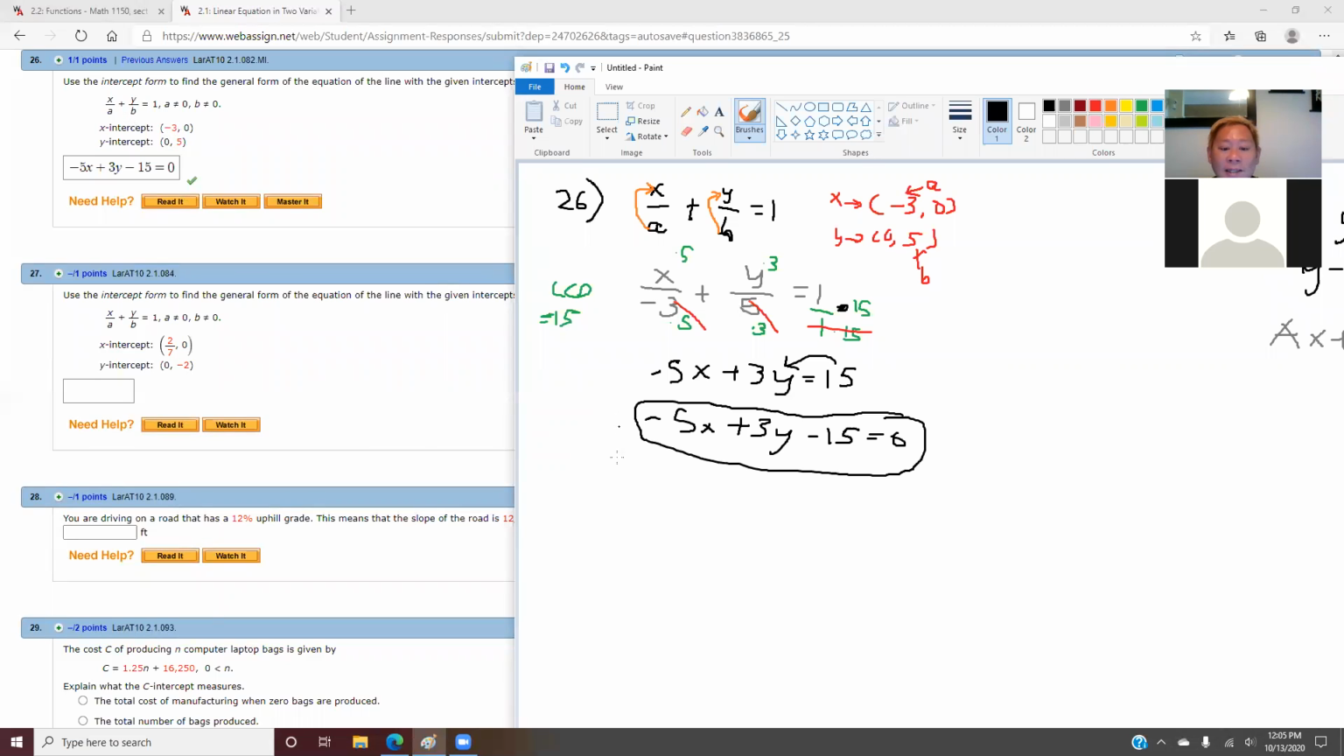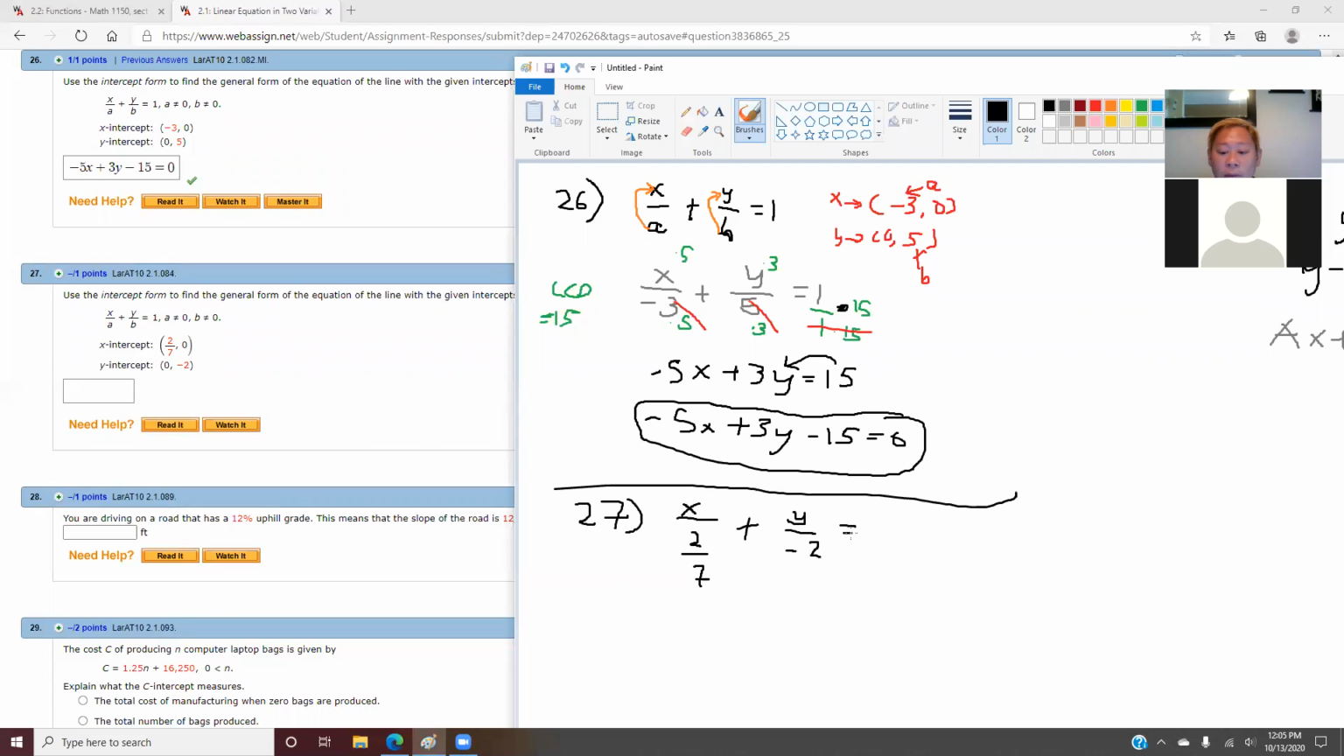So 26 is not difficult because your xy intercept is very straightforward. But 27 is the tough one, because now your x-intercept is 2/7. It's a fraction now. Last time the numbers were not fractions, but this is a fraction. As usual, we plug these numbers into A and B. In this case, A is 2/7 and B is -2.